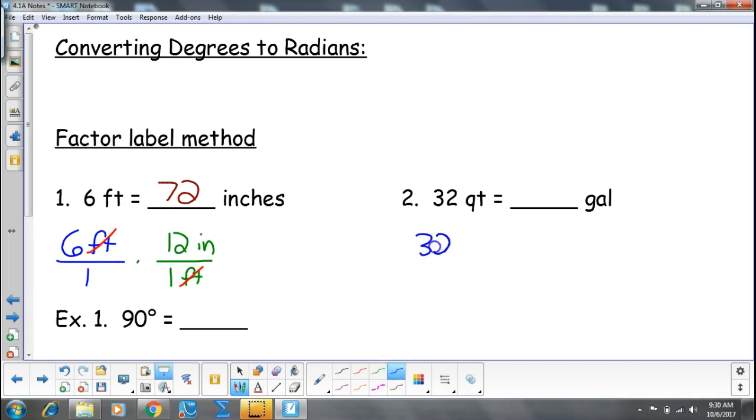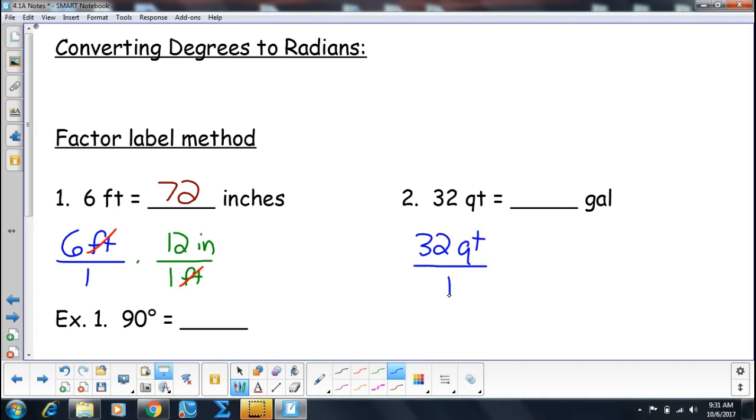Start with 32 quarts. How many quarts are in a gallon? I think there's 4 quarts in a gallon. So that would be 4 quarts on the bottom, 1 gallon on top. So my quarts go away, which is good because I want that 1 label to be there. And so when I multiply across, I get 32 over 4 gallons, which then reduces down to 8 gallons.